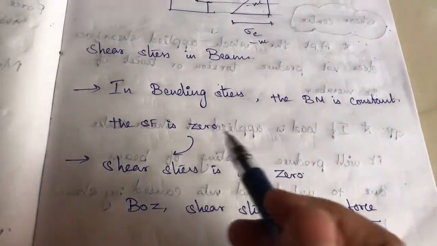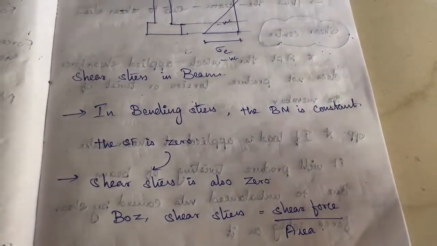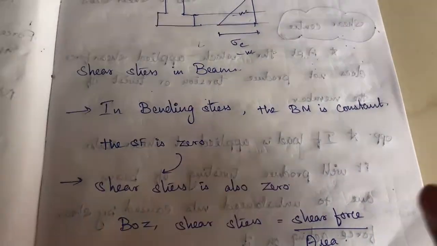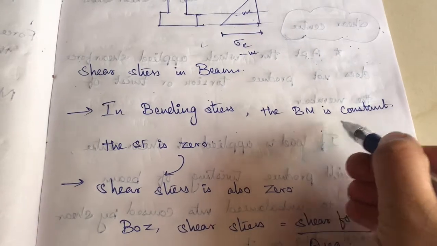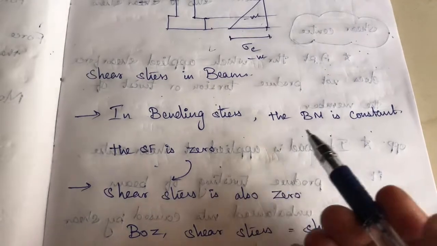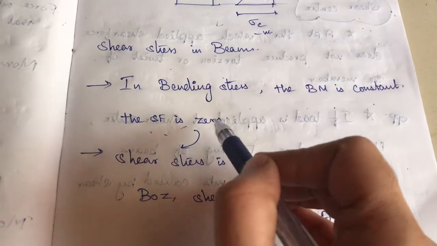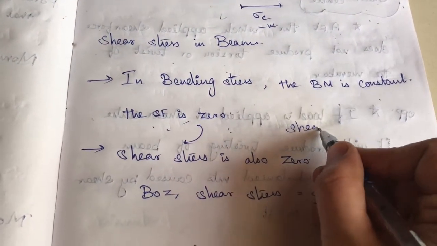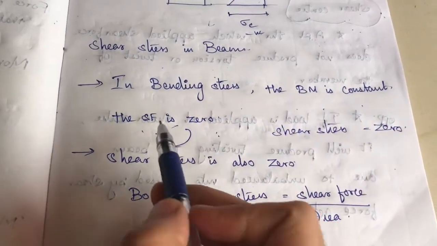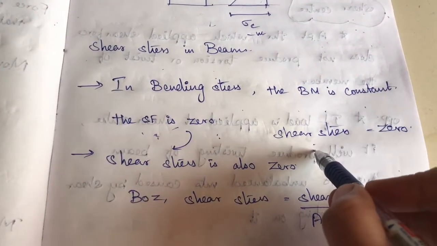And the next part is shear stress in beam. So we have seen the bending stress. Then what is shear stress? In bending stress, the bending moment is constant and shear force is 0. That is pure bending. Okay. In this part, the shear force is 0, which means shear stress is also equal to 0. If shear force is there, then shear stress will be there. If shear force is 0, then shear stress will be 0.